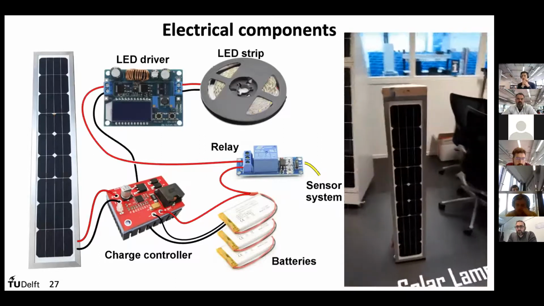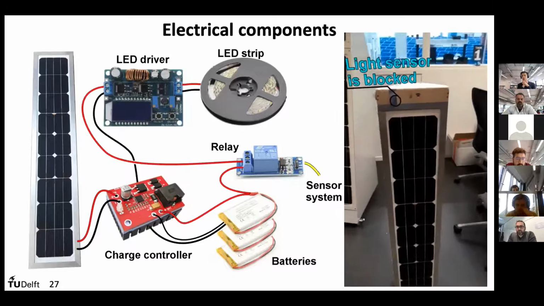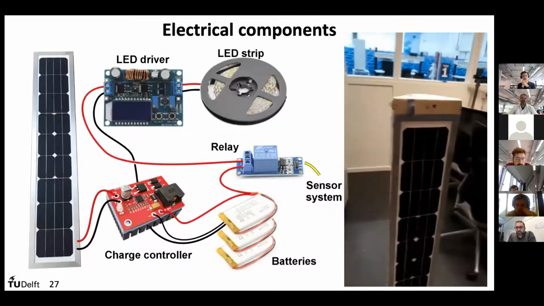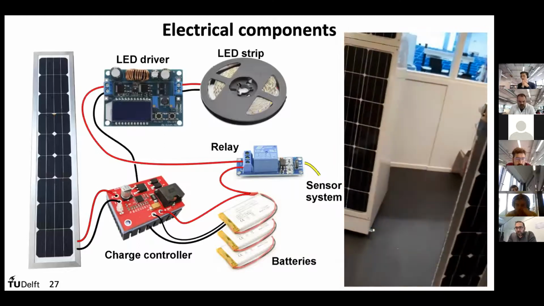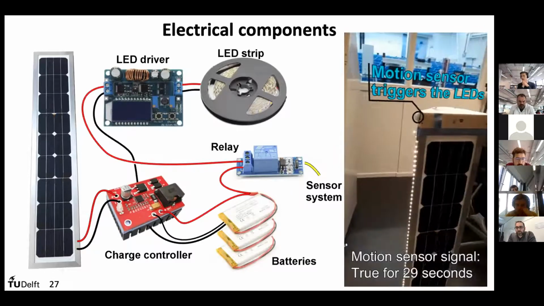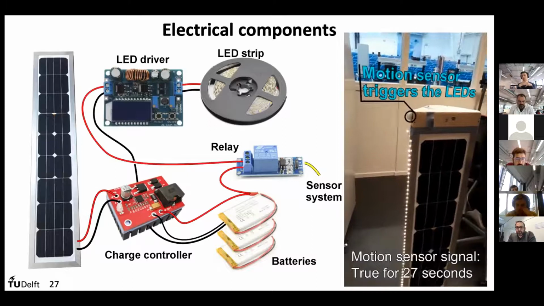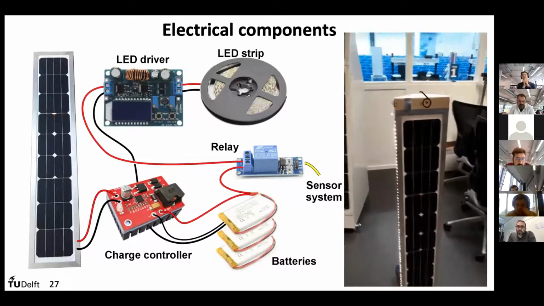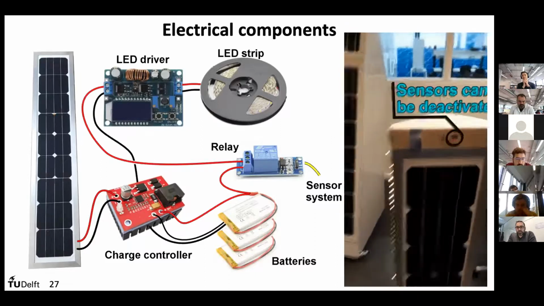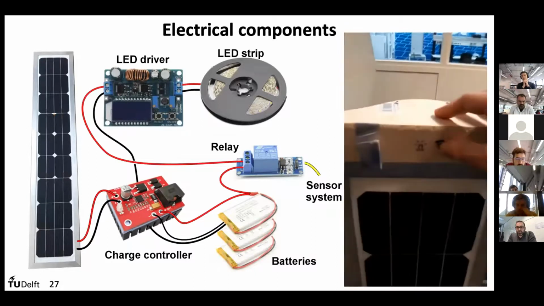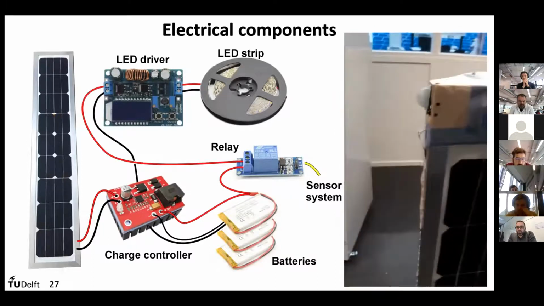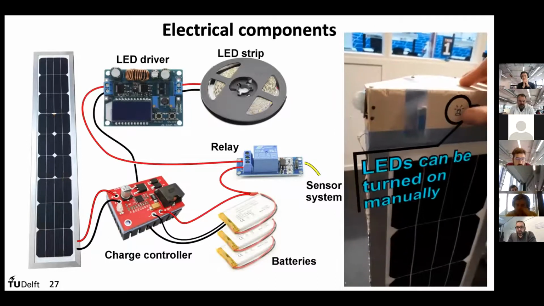So on top, you can see a light sensor that for this video has been blocked, so it will not be activated by the amount of light. And we have the motion sensor active. So when we move in front of the motion sensor, we have the LED on the side that are turned on. The sensor can be also deactivated, and if you click on it, the sensor is not active anymore, and you can also turn on and off the LED manually.